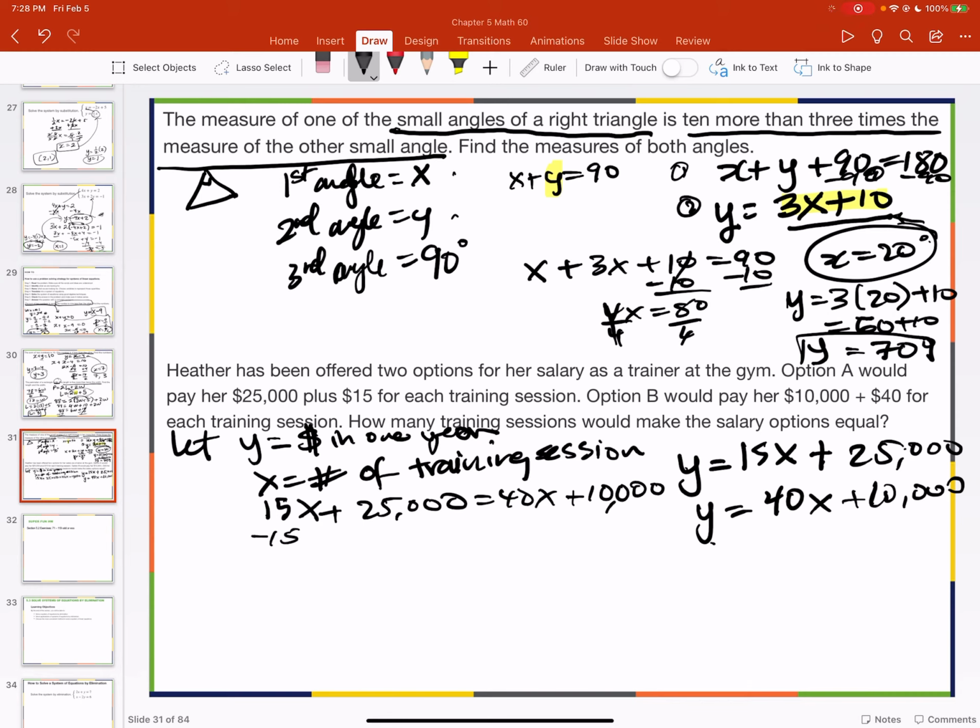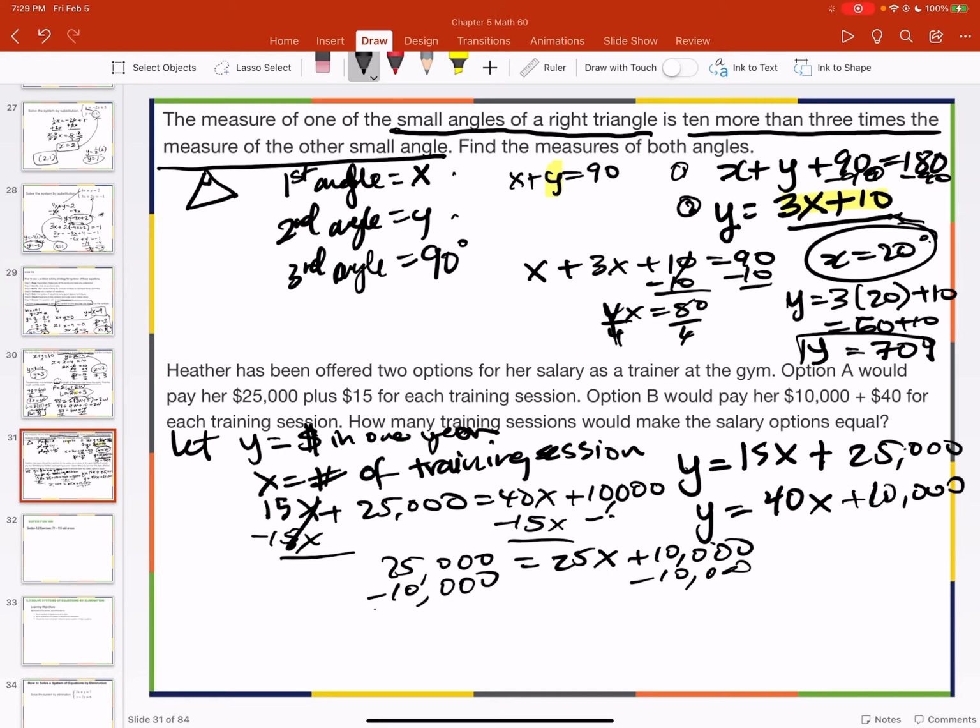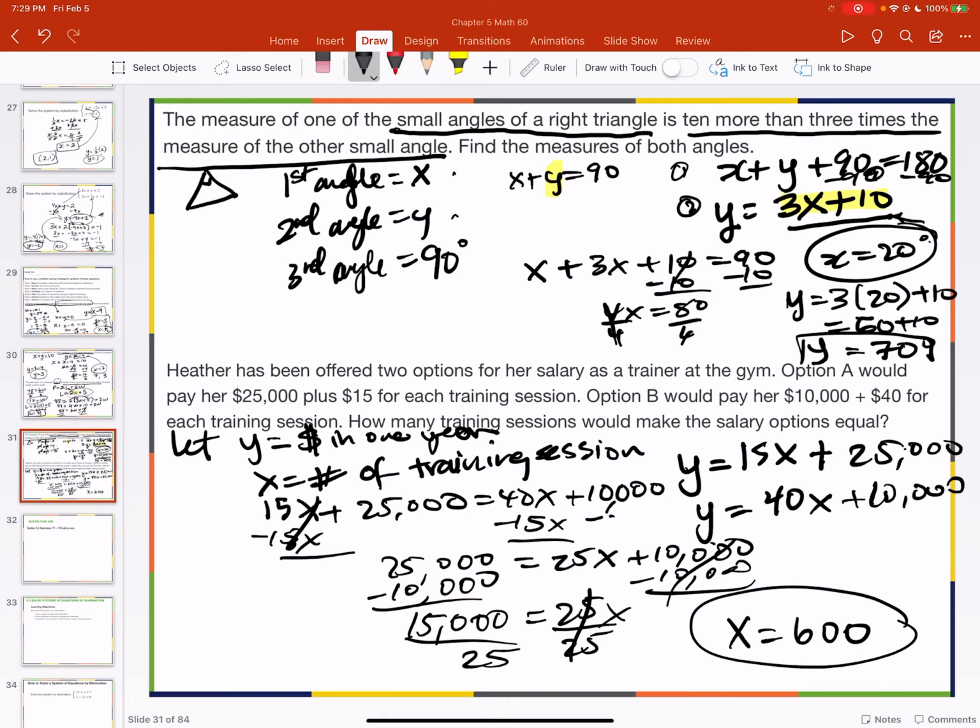So then minus 15x, minus 15x. So 25,000 is equal to 25x plus 10,000, minus 10,000, minus 10,000. So then you get 15,000 is equal to 25x. So divide both sides by 25. So what do we get? 15,000 divided by 25, that's 600. So x is equal to 600. So basically, she needs to have 600 training sessions.